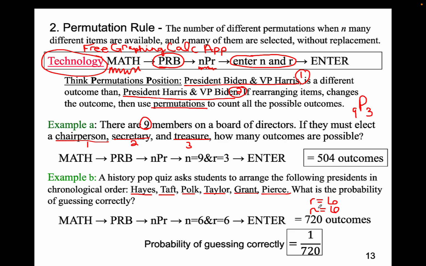The third way is called the combinations rule. And that's the number of different combinations when n many different items are available and r many of them are selected without replacement. Very, very similar to the last one, okay? The permutation rule and the combination rule are very similar.